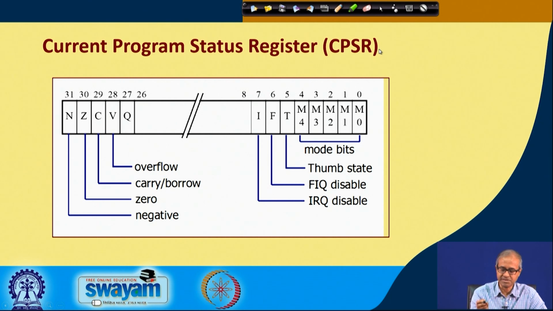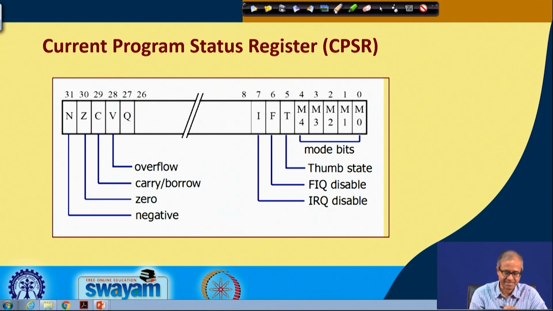Now, current program status register, CPSR. So, what does it contain? It contains, as I had said, the flags. So, what are the flags? There is an overflow flag denoted by V, there is a carry flag C, for subtract operation we call it the borrow, there is a zero flag, it checks whether the result is 0 or non-zero, and the sign flag, negative or positive, right.